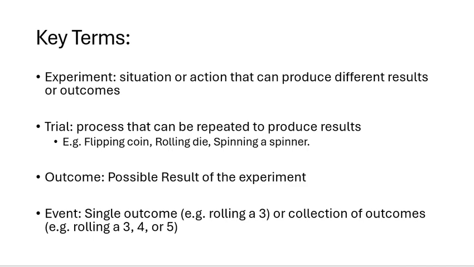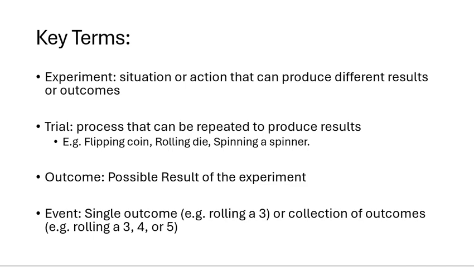First one is experiment. It's a situation or action that can produce different results. Just think of a science experiment, like when you're doing your science practicals, you are doing an experiment pretty much most of the time. You go through the whole process and then you're just waiting for the outcome. But in math and probability, it's mainly something like flipping a coin 50 times or something. A trial is just something where you can repeat the same thing and then you're just going to record your results.